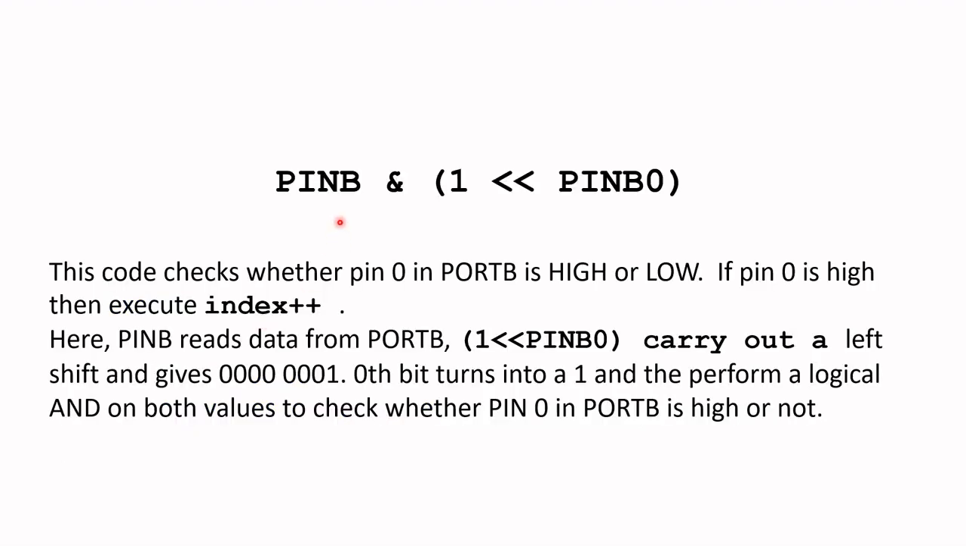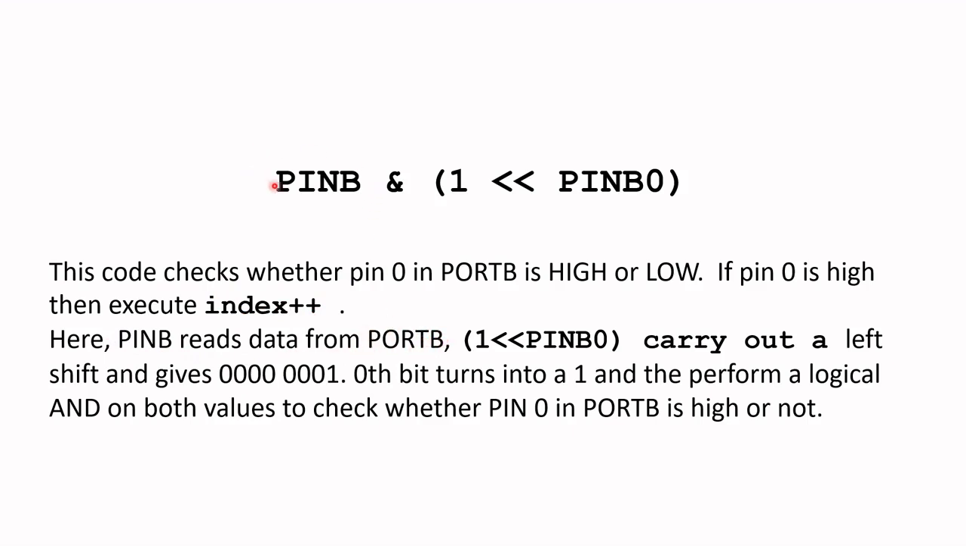Now, coming back to this code here that I pointed out earlier, basically this code checks whether pin 0 of port B is high or low. Now, if the pin is high, then we execute the statement index plus plus, which we have seen earlier. Now, PINB reads data from port B.